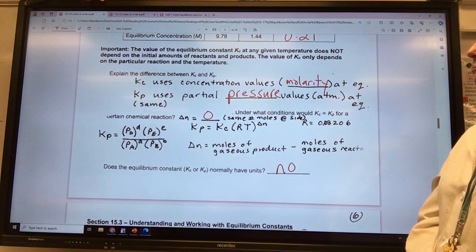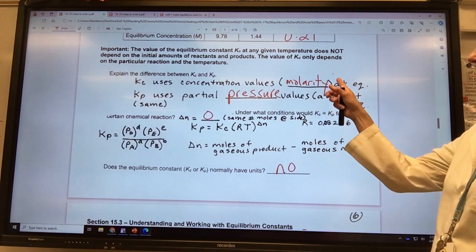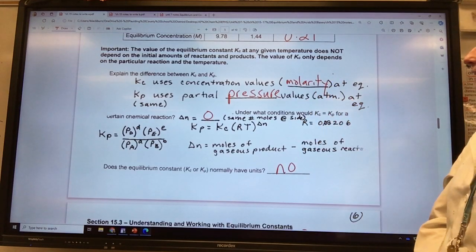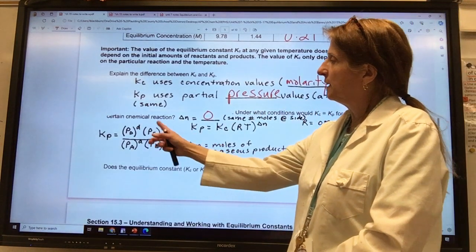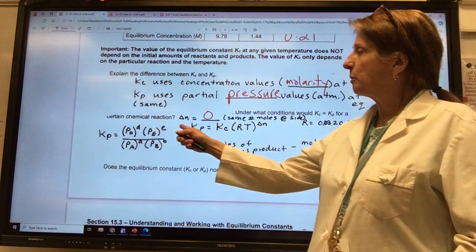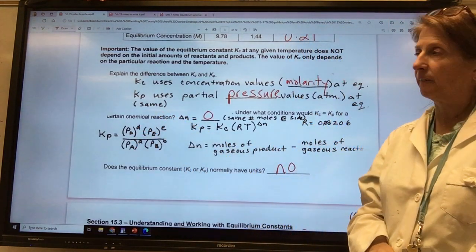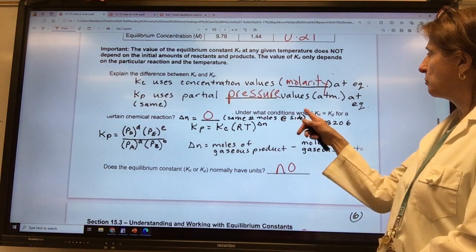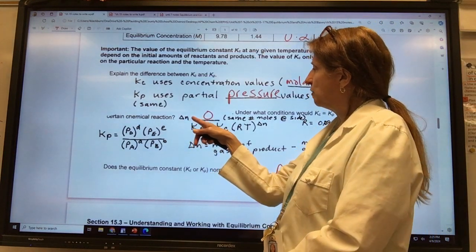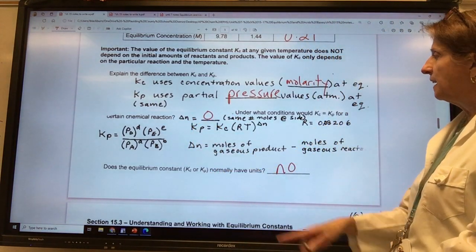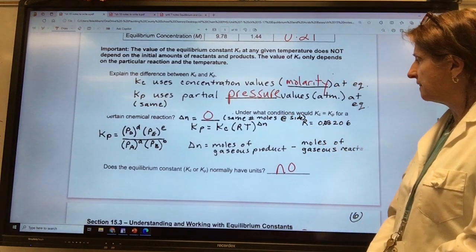So explain the difference between Kc and Kp. Okay, Kc uses the concentration values in molarity. Kp uses partial pressures in atmospheres, but the formula is the same. It's products over reactants raised to the coefficient. Under what conditions would they be the same? It would be if the change in the number of moles is 0. It's got the same number of moles on each side. Then they are the same.